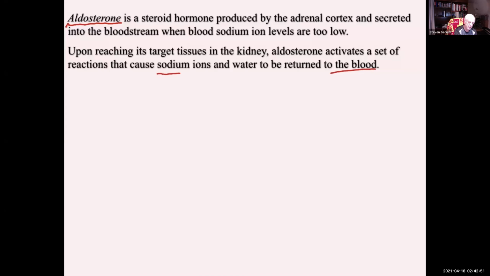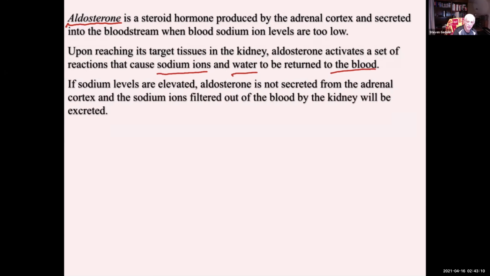Like I said, sodium and water go together, so we bring it back from the intestines after it's been digested. Put it back to the bloodstream. We go to the kidney. We stop it from being excreted in the first place, so it doesn't filter sodium. So we retain sodium and water through the kidneys. If sodium levels are elevated, aldosterone is not secreted from the adrenal cortex because you want the exact opposite to occur. And the sodium ions filtered out of the body by the kidney will be excreted. They don't get reabsorbed then because the levels are high enough.